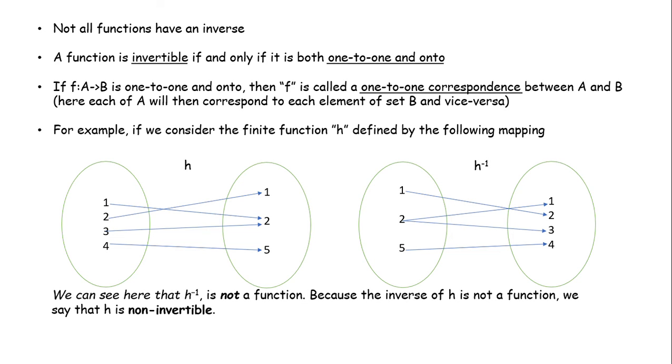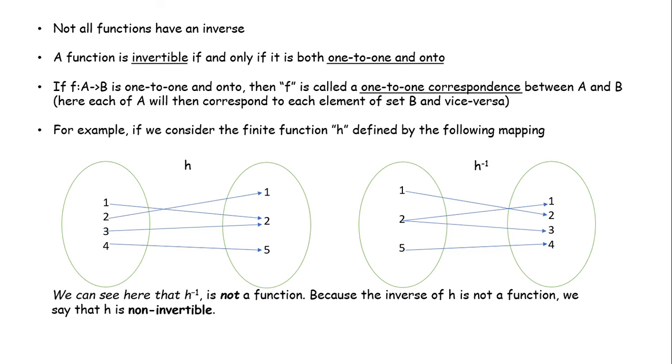So if H inverse is not a function, that means H cannot be an invertible function. You can clearly see here that H inverse is not a function. The inverse of H, which is achieved by reversing the order of the mapping, is not a function, since it does not satisfy the criteria of a function, because the element 2 from the domain has more than one image, which is 1 and 3. Because of this, I can say that the inverse of H is not a function, and that H is not invertible. It is non-invertible, or the inverse of H does not exist.